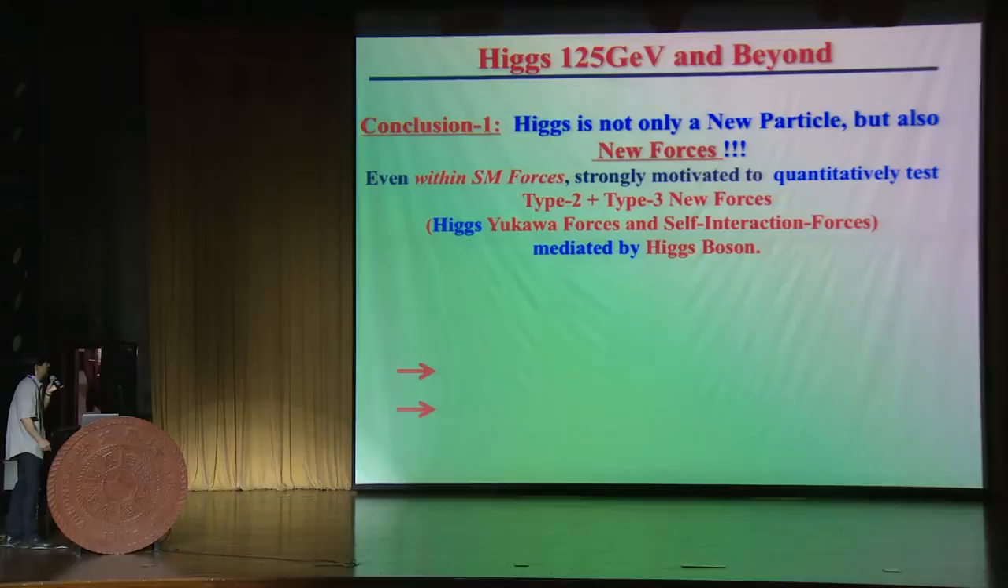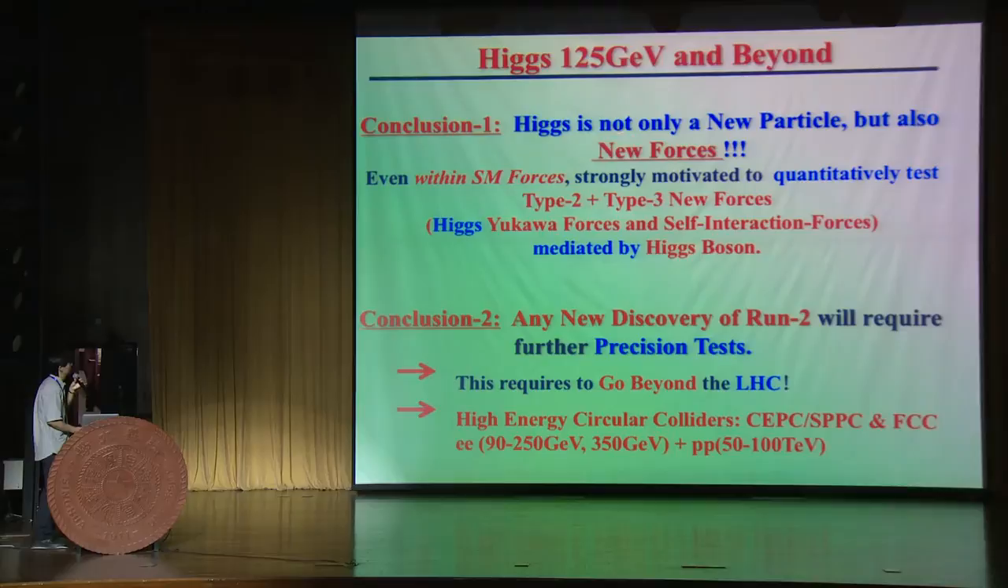So let me summarize in one slide. The conclusion is the Higgs boson is not only a new particle, but also brings new forces. And the type 2 and type 3, the Yukawa and the Higgs self-interaction forces, are very important and strongly motivated to be quantitatively tested. Conclusion 2 is that any new discovery at Run 2 will certainly require further precision tests, given the limited precision at a hadron collider like the LHC and with the limited energy of only 13 TeV. So we are strongly motivated to go beyond the LHC. And there actually, as you already heard from the previous talks by Yifang Wang and others, the currently central discussion is these high circular colliders, including one design in Beijing and another one at CERN. It's called FCC, CEPC, and so on.